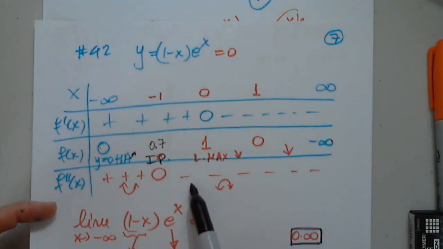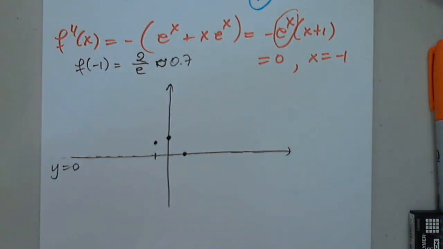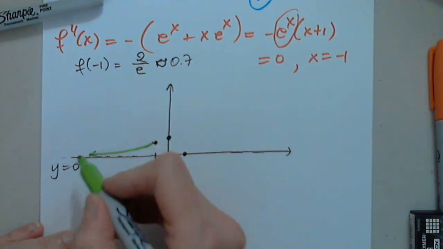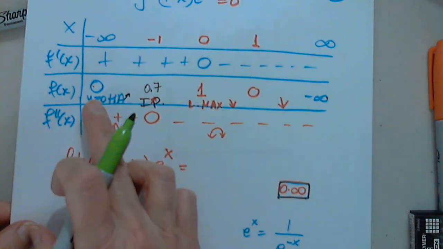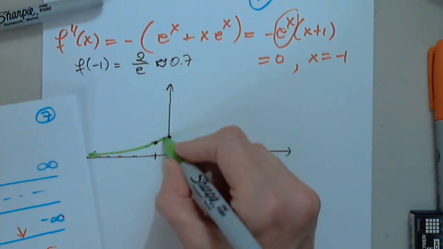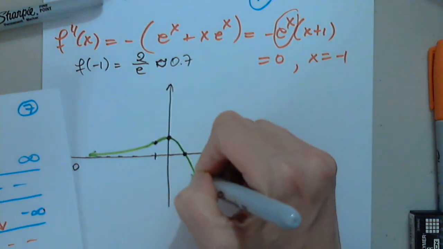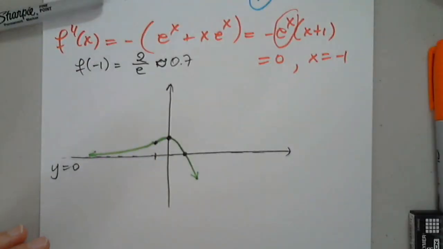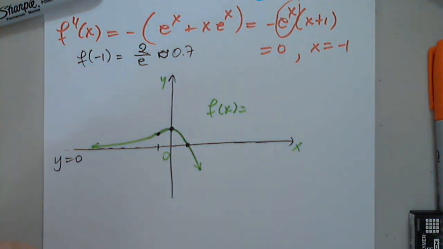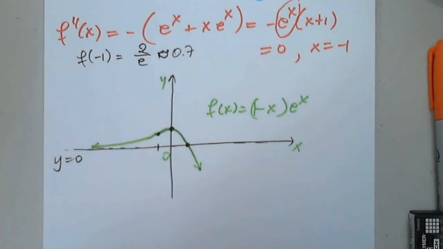Changes concavity, opening down. So it opens up, coming from the horizontal asymptote to the point of inflection. Okay, let me choose a different color here. Opening up from 0 to 0.7. Changes concavity, gets to a local max, crosses the x-axis, going to negative infinity. And that's it. And the function that we graphed, we always have to write 1 minus x e to the x. Always write next to the graph on paper what you graph.